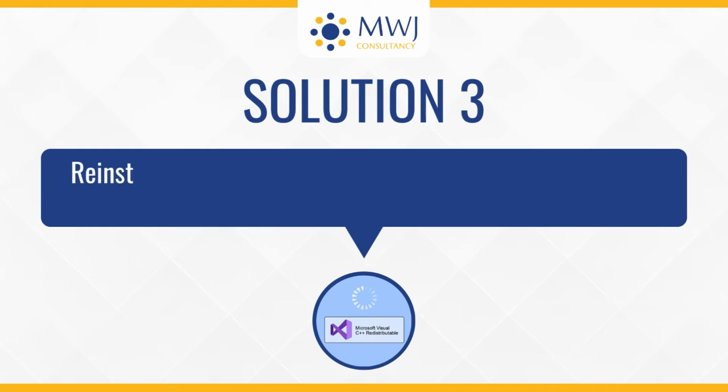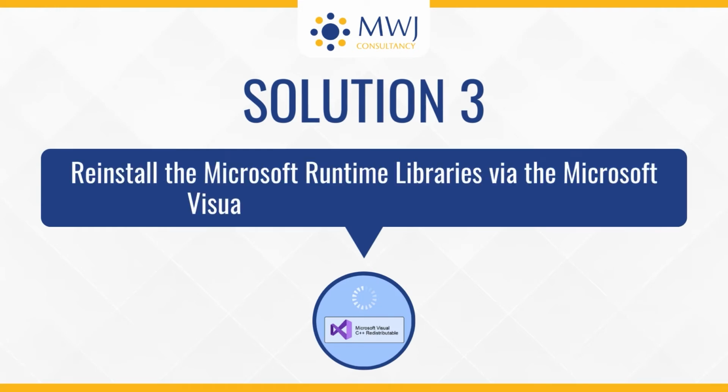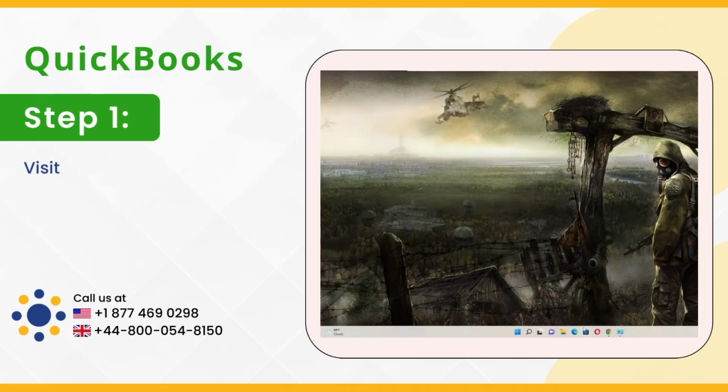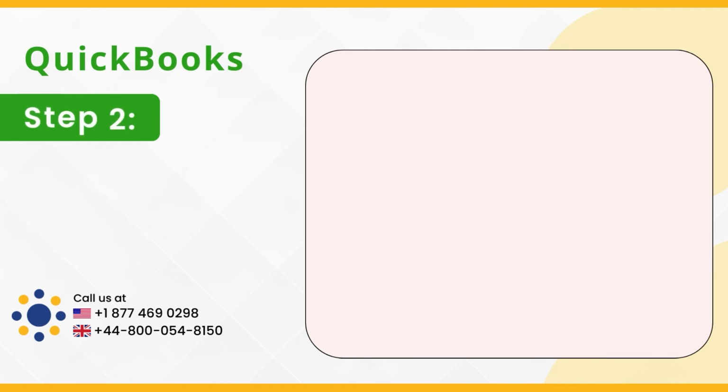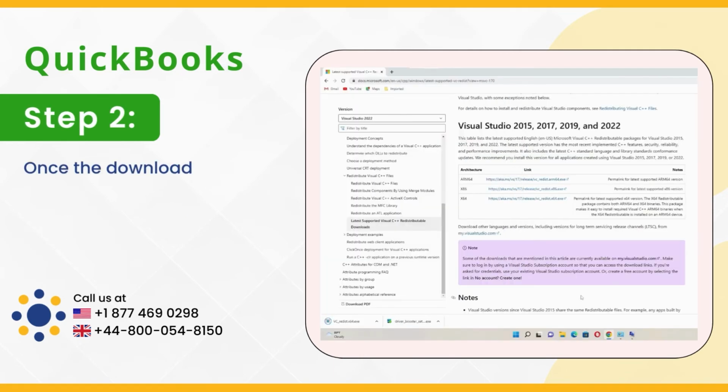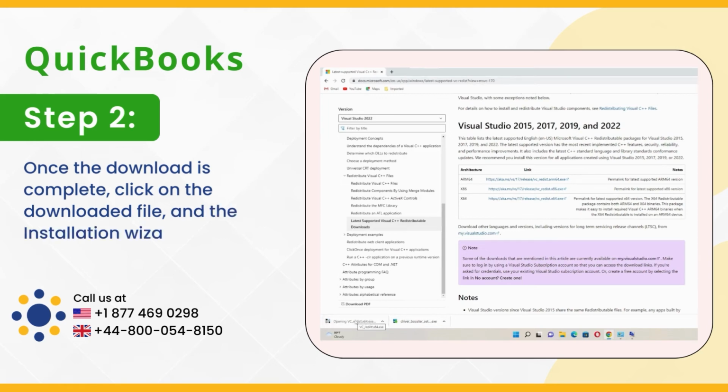Solution 3. Reinstall the Microsoft runtime libraries via the Microsoft Visual C++ redistributable package. Step 1. Visit the official website and download Microsoft Visual C++ redistributable package. Step 2. Once the download is complete, click on the downloaded file, and the installation wizard will open.